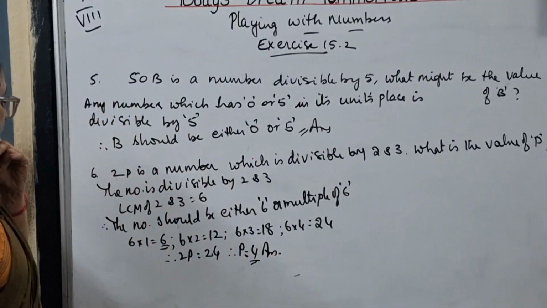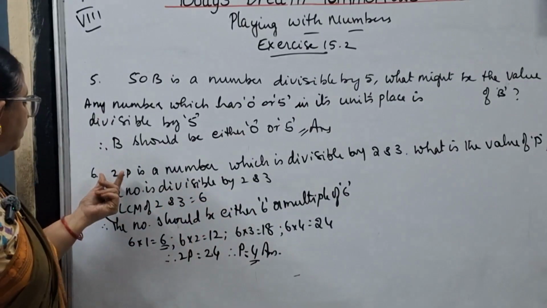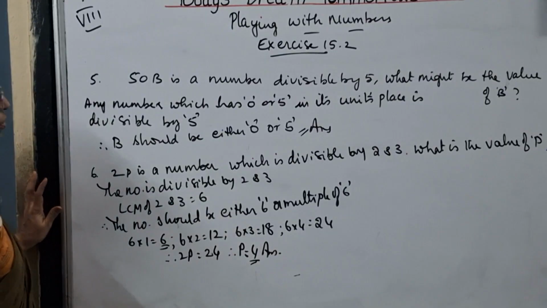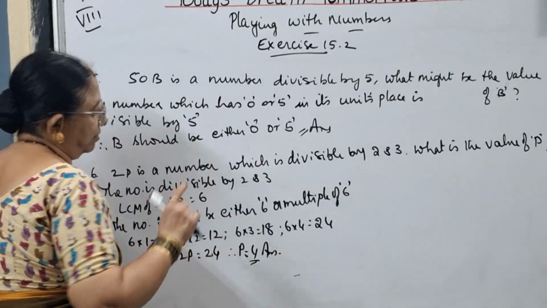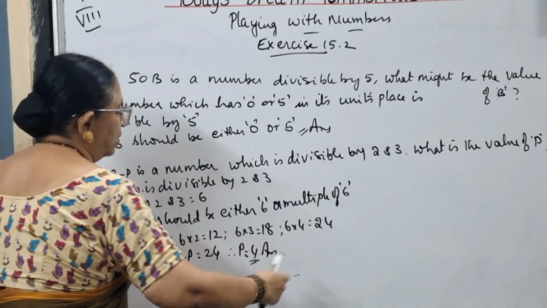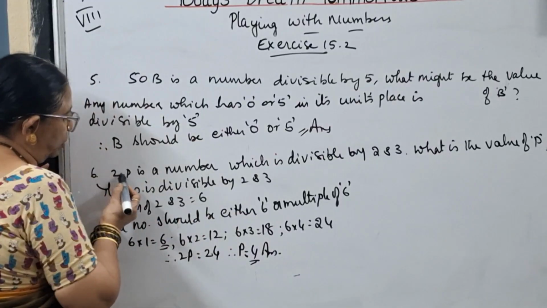So I hope I am clear, children. What we have done, 2 and 3 LCM I have taken. That means any number which is divisible by both the numbers should be a multiple of the LCM. LCM is 6. So these are all multiples. I have ended here because it is a 2-digit number.